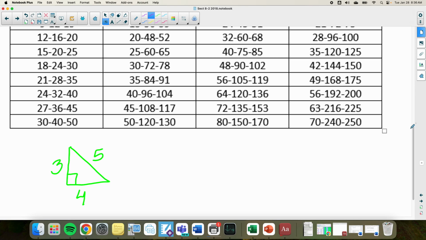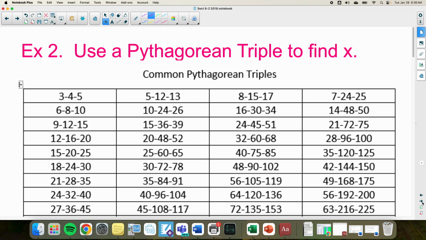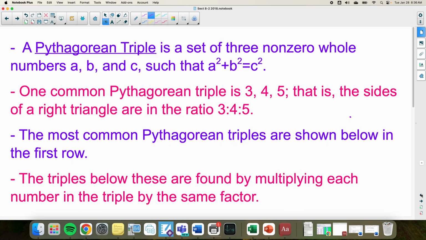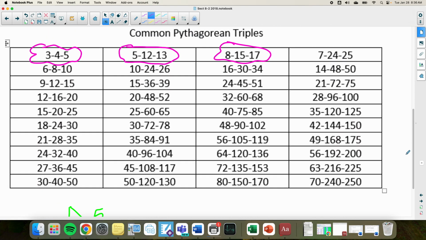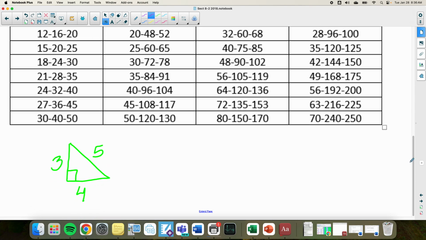On the next page, let me see what it actually says. Use a Pythagorean triple to find x. So when you see that they say use a Pythagorean triple, go to this chart. I can't guarantee every one is going to be on there because my chart is just made up by me. I don't have all of them on there, okay? But they're going to give you something like this. They're going to give you a right triangle, and they might say, this is 30, this is x, and this is 78, okay?